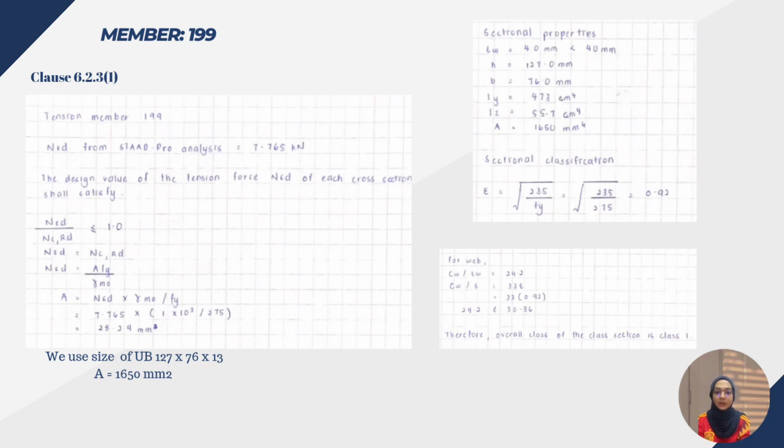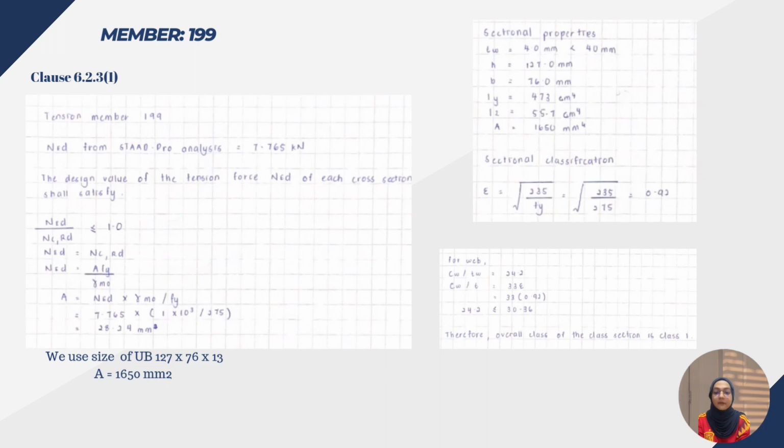Next is tension member 199. From the STAAD.Pro analysis, the NED value is 7.765 kilonewton. Next, NED over NCRD must be less than 1.0. From the formula, we can get the value of cross-sectional area, which is 28.24 millimeter square, and we use the size of UB 127 by 76 by 13, and the area is 1650 millimeter square.